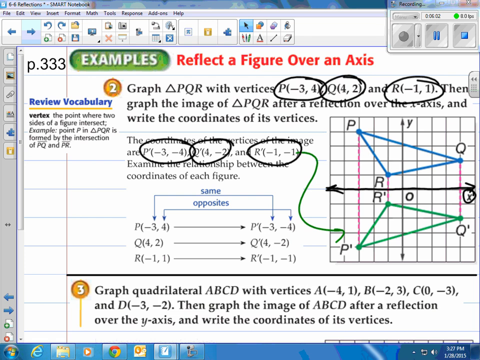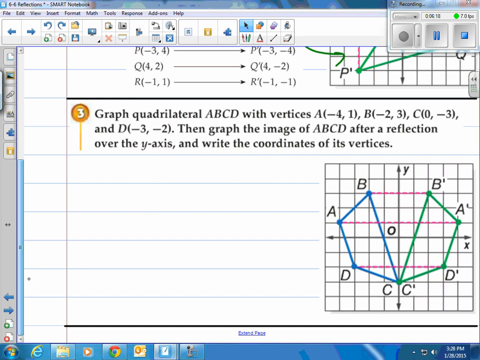So somewhere in your notes, you might want to write that when you're reflecting over the x-axis, the y values are the ones that actually change to their opposites. That's all I wanted you to get out of that. Same down here, you probably guess what's going to happen here.